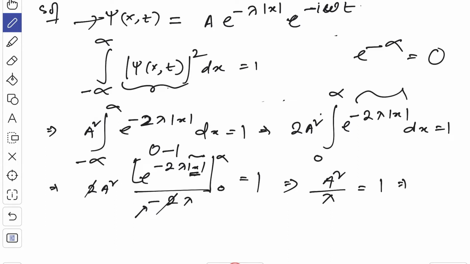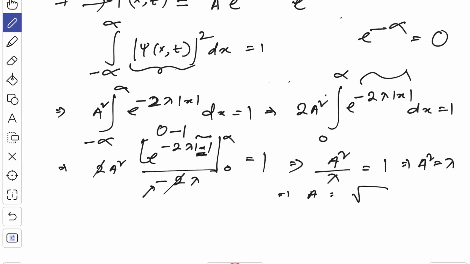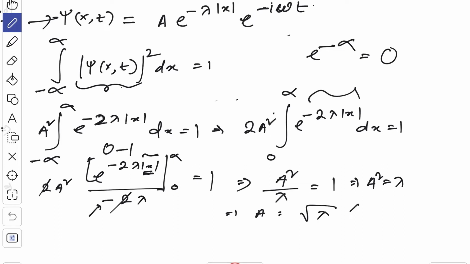And if you simplify this, then you will get a square equal to lambda, and a is equal to root lambda. So this is the required value of a. So that's how we can normalize the wave function psi.